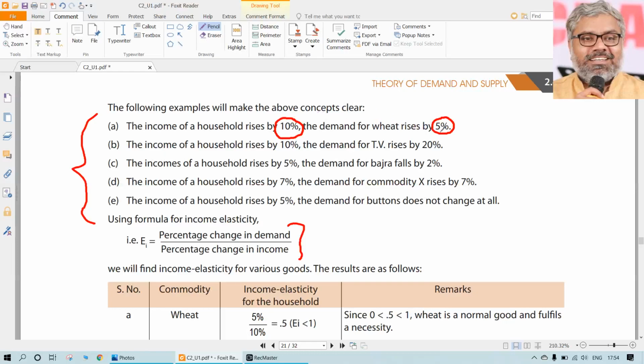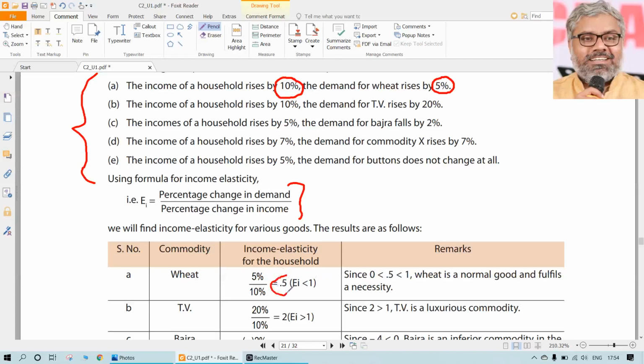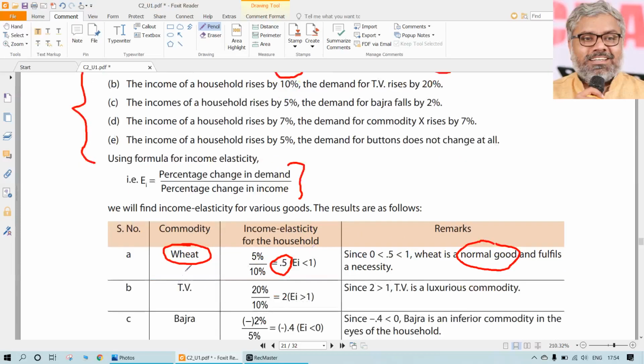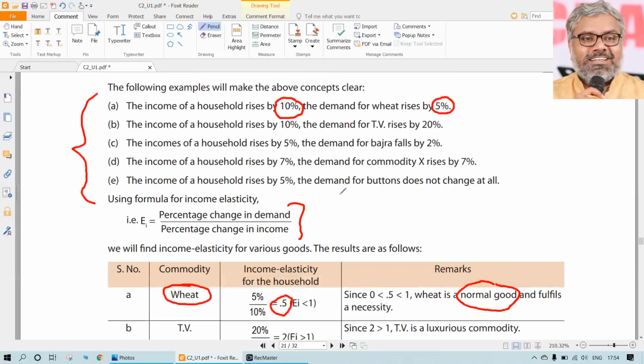What is the percentage change in demand? 5%. Percentage change in income, 10. So 5 divided by 10, which means 0.5. So 0.5 is the income elasticity of demand for this particular commodity, wheat. So what kind of good is this? It is a normal good. How will a normal good behave? Income elasticity of demand will be more than 0. It is positive, not negative. It is positive, but not more than 1. That is a normal good, generally.